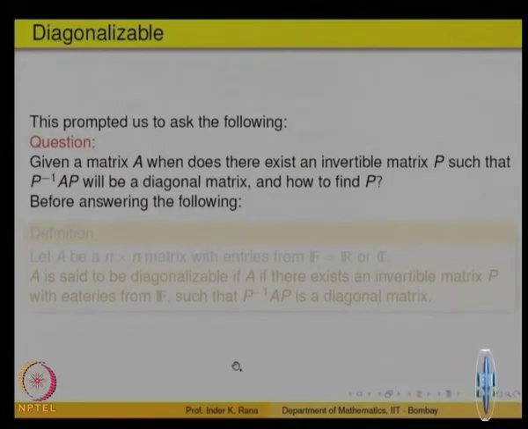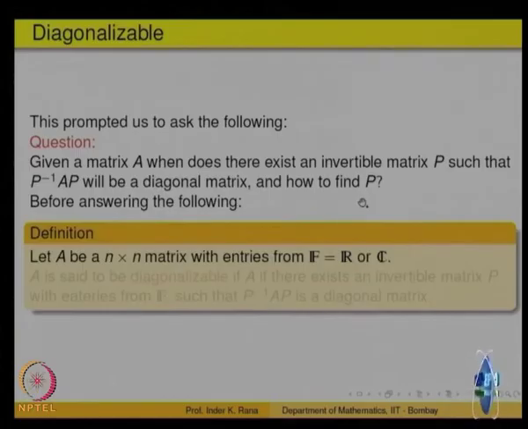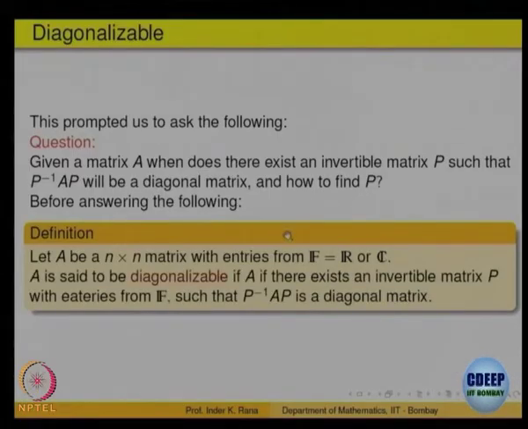So, this prompted us to ask the question: given a matrix A, when does there exist an invertible matrix P such that P inverse AP is a diagonal matrix, and how to find that P? So, we made a definition that a matrix A is diagonalizable if there exists an invertible matrix P such that P inverse AP is a diagonal matrix.